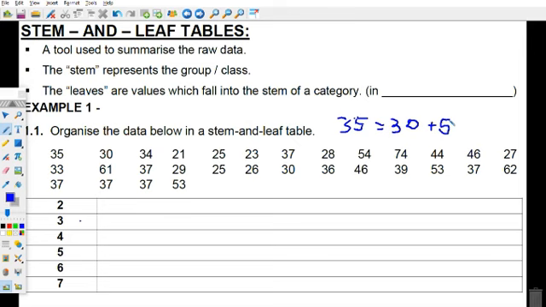Let's think back to primary school stuff. How many 30s do I have? 3. I have 3 tens, which make 1 30, and I've got 1 5. So if we put 35 into our stem and leaf, my stem is going to be 3 and my leaf is therefore 5.